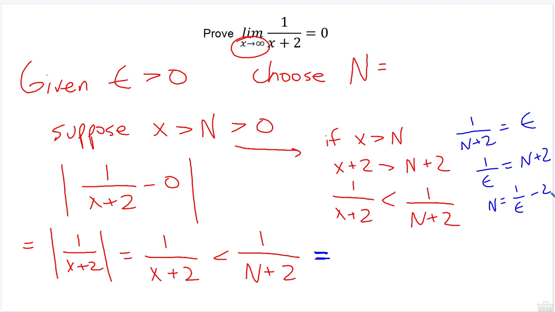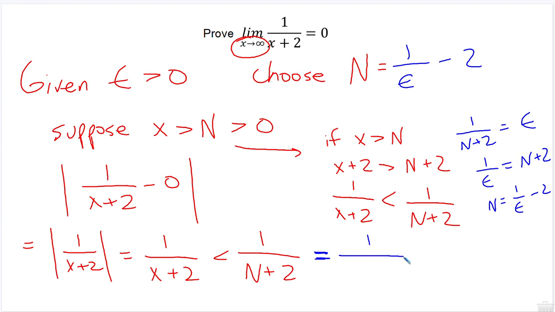And so that's really all we have to do there. We could just say choose n is equal to 1 over epsilon minus 2, right? Hopefully you're all okay with that. Just multiply by n plus 2, divide by epsilon, and then subtract the 2. So this is one option, and we'll write this here.